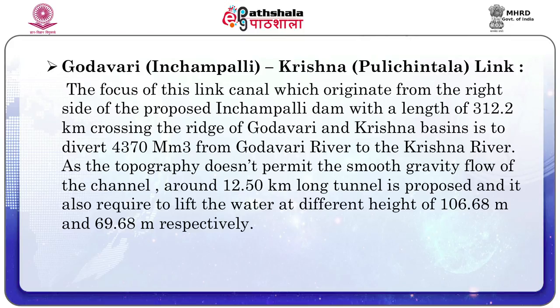Godavari-Inchampalli-Krishna-Pulichintala link. This link canal originates from the right side of the proposed Inchampalli dam with a length of 312.2 km, crossing the ridge of the Godavari and Krishna basins. The focus of the link canal is to divert 4,370 million cubic meters from the Godavari River to the Krishna River. As the topography doesn't permit smooth gravity flow of the channel, a tunnel around 12.50 kilometers long is proposed, and water is also required to be lifted to different heights of 106.68 meters and 69.68 meters respectively.